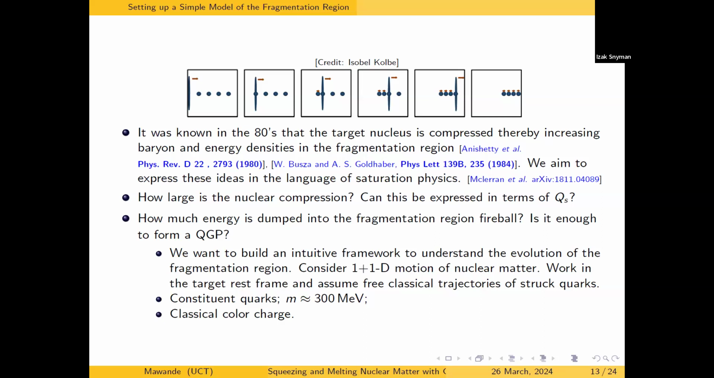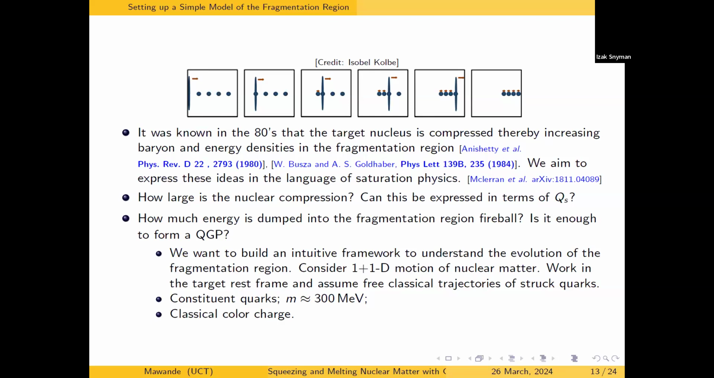This was known since the 80s, but this is before the idea of the Color Glass Condensate. We will see how we can express this compression in this kind of new language, and answer questions like how much energy is dumped. If you know how much energy there is, then you can compare with other known values and see whether the energy densities are sufficient.